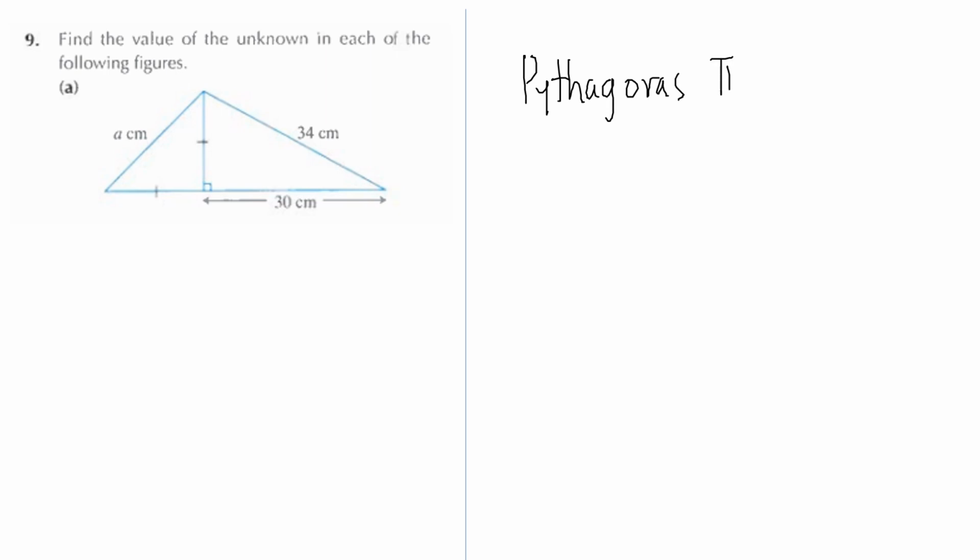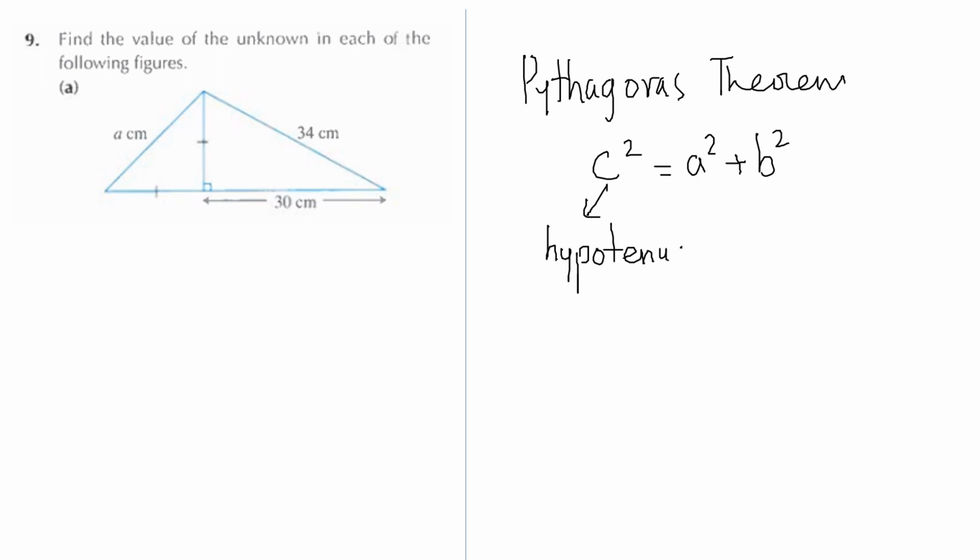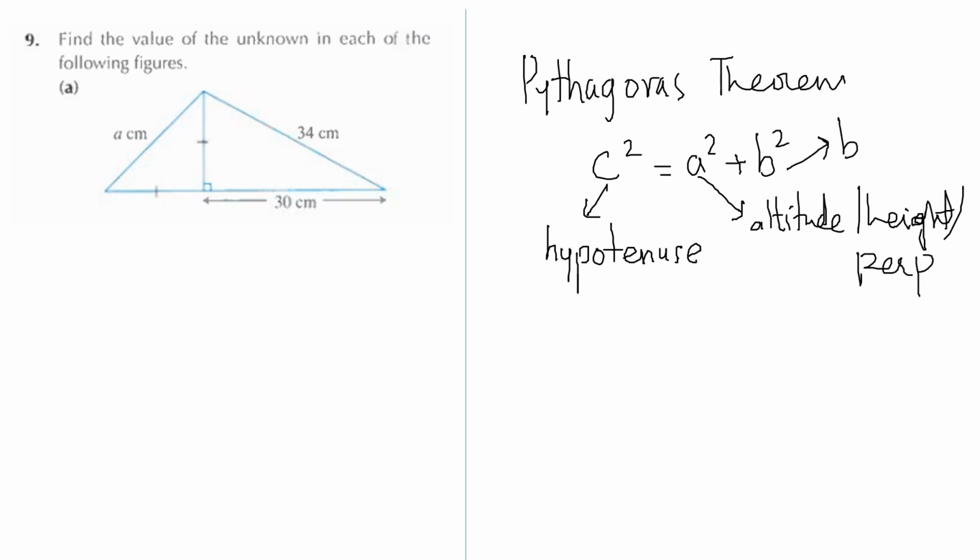Pythagoras theorem, right? And Pythagoras theorem states c squared is equal to a squared plus b squared, where c is the hypotenuse. And remember, hypotenuse is the largest side of the right angle triangle. A means the altitude, or you can say the height. You can also say it's the perpendicular, right? These three terms can be used for the altitude, and B is the base.